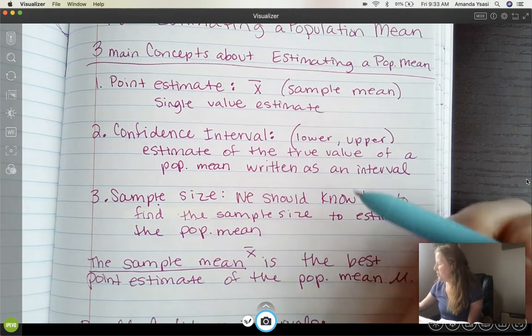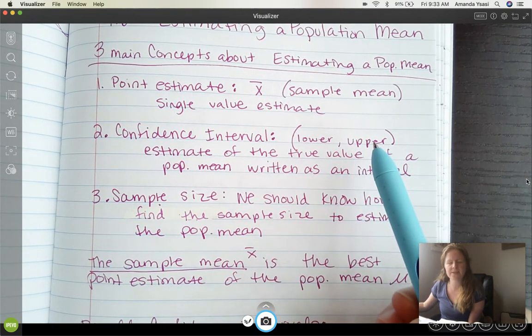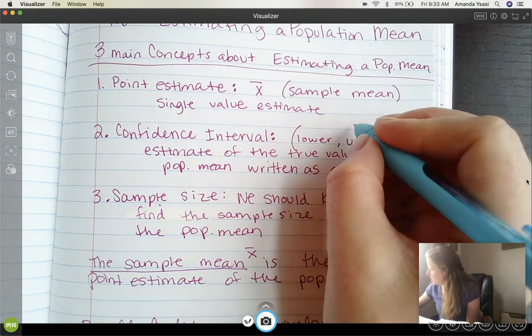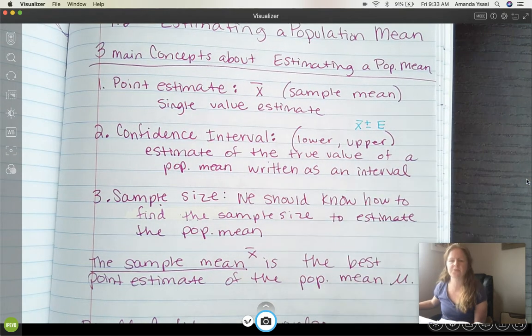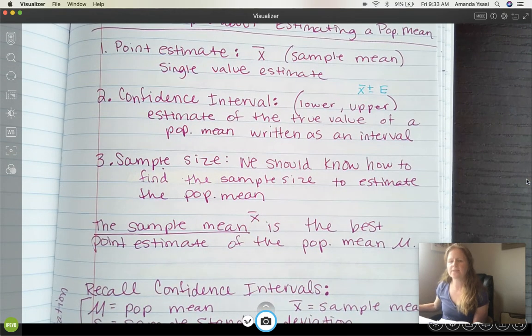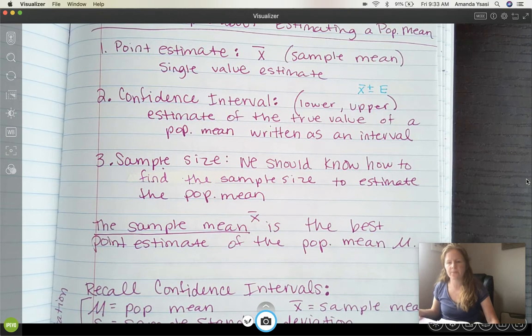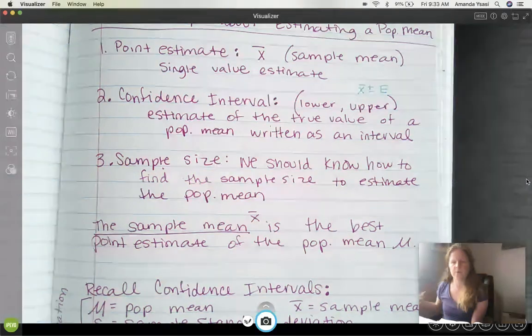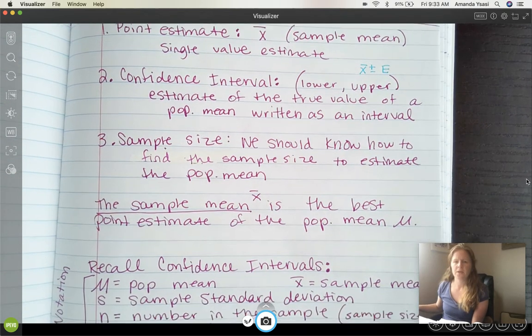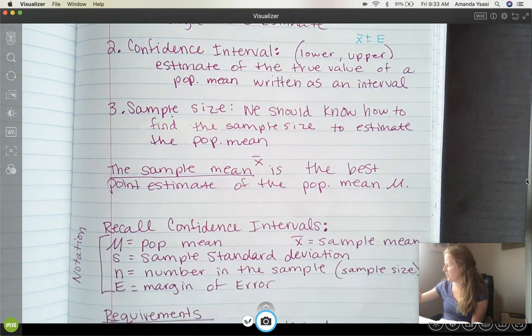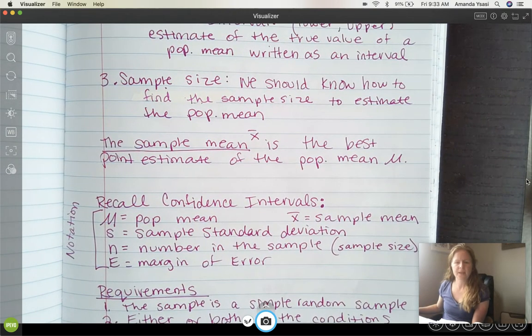Confidence interval is written as an interval, like in parentheses, or you can write it as X bar plus minus E. That's where you get those from. Sample size is how many samples you take of the data. We are going to be able to find out what the sample size is for a particular mean given a confidence interval. And the sample mean X bar is the best point estimate. And then recall about confidence intervals, we have all this notation that we need to remember.